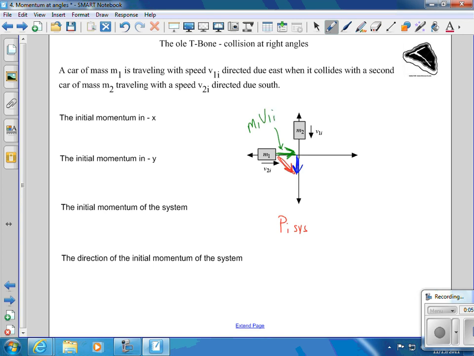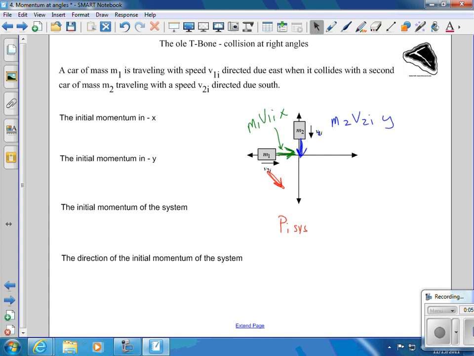Initial, and it happens to all be in the x. What is the blue arrow? The blue arrow is the initial momentum of object 2. I wrote V1 initial, that should be a V2 initial. That happens to be m2 v2 initial, which happens to all be in the y.